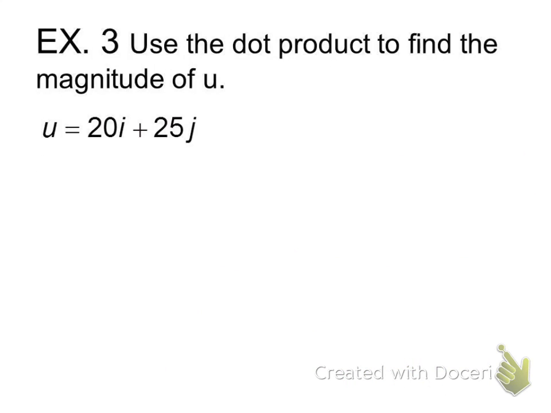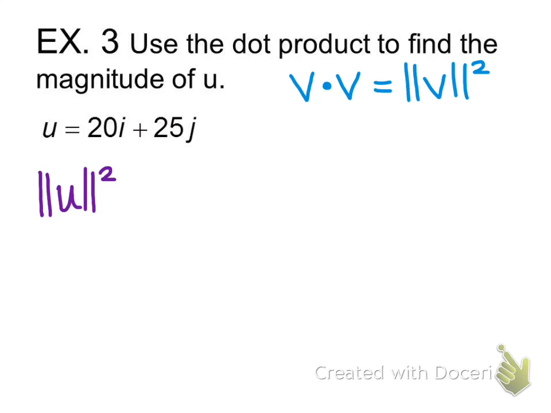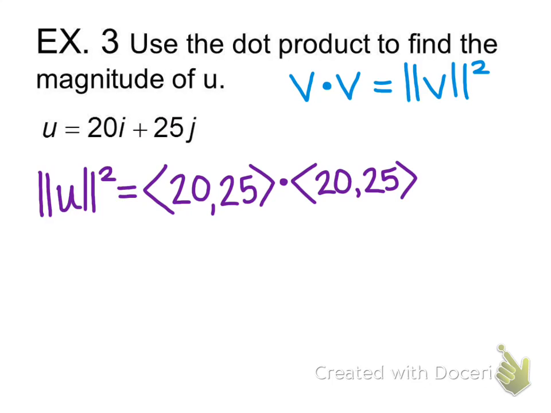Okay, number 3 says to use the dot product to find the magnitude of u. So we can find the magnitude the same way that we did in section 3, but they want us to use this property that a vector dotted with itself is equal to the magnitude squared. So vector u here is 20, 25. So I'm going to say the magnitude squared equals 20, 25 dotted with 20, 25.